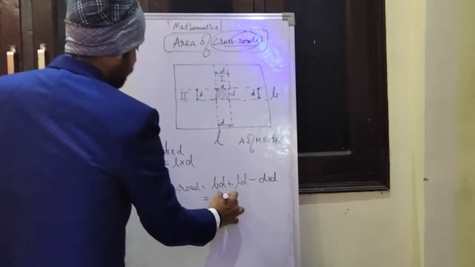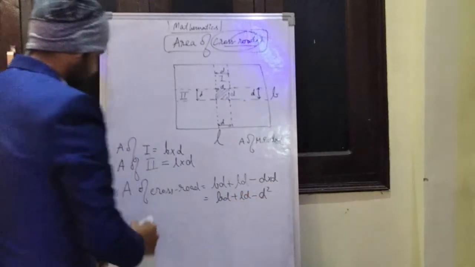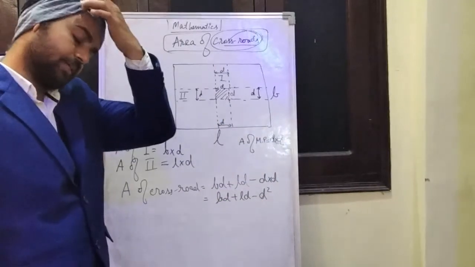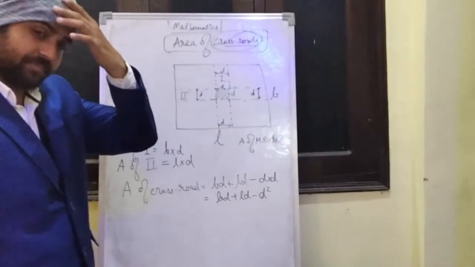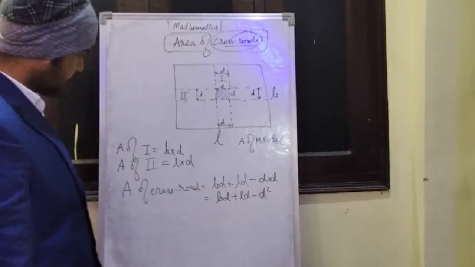So here the formula that you are going to get is b into d. Area of the crossroad is b into d plus l into d minus d square. I hope it is clear. So in this way we got this area.